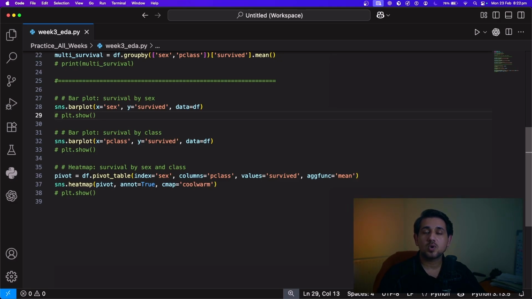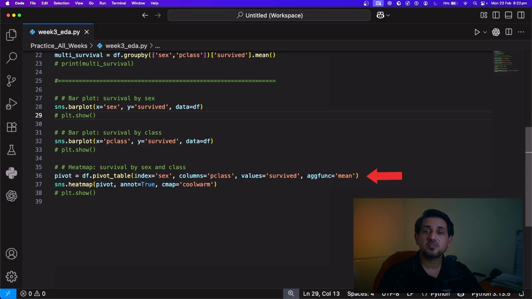Let's break down what's happening in this visualization code. First, this bar chart shows the average survival rate for each gender. This makes it instantly clear which gender survived more often. Next, this bar chart does the same thing for passenger class, showing survival by first, second, and third class. Finally, the heat map combines both features.